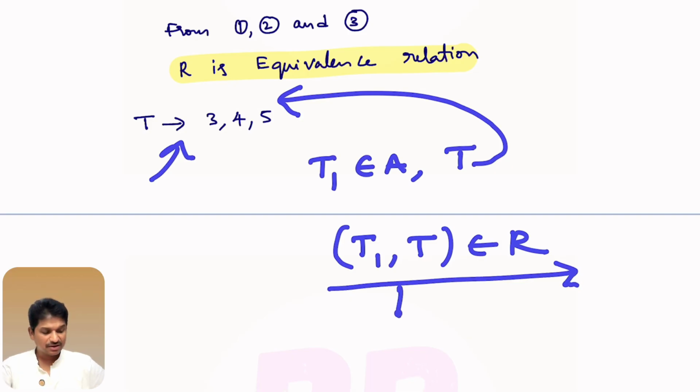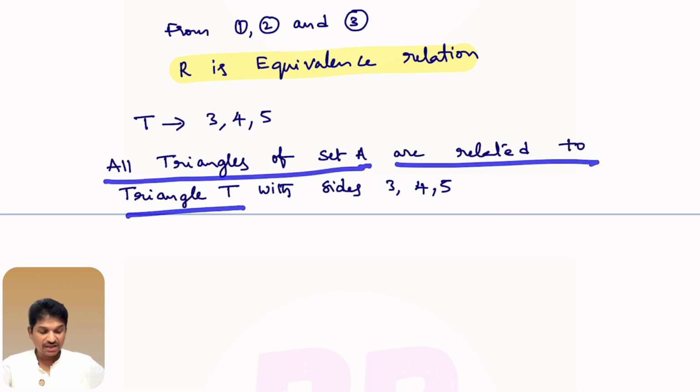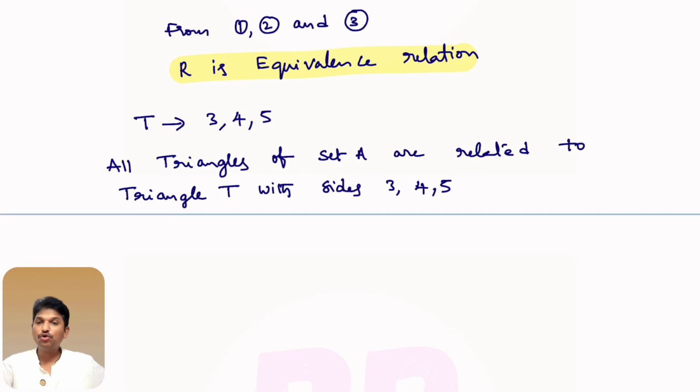Triangle T1 and triangle T belong to the relation when both have the same number of sides. Triangle T1 and triangle T both have the same number of sides, so obviously they are related. This is the easiest one. All the triangles of set A are related to triangle T with sides 3, 4, 5. I hope you understand this.